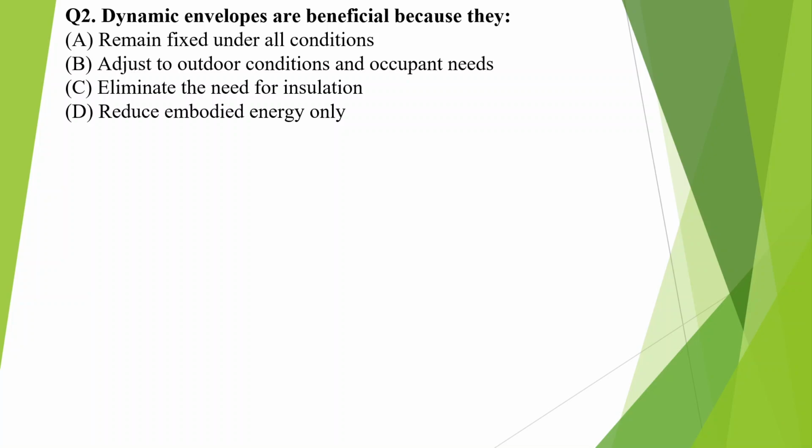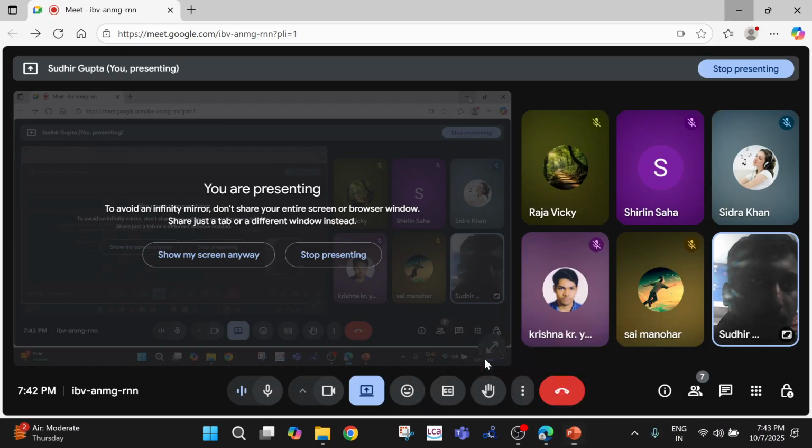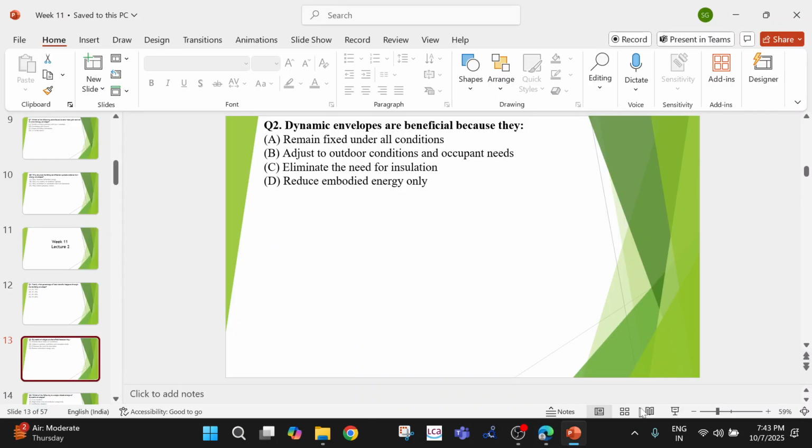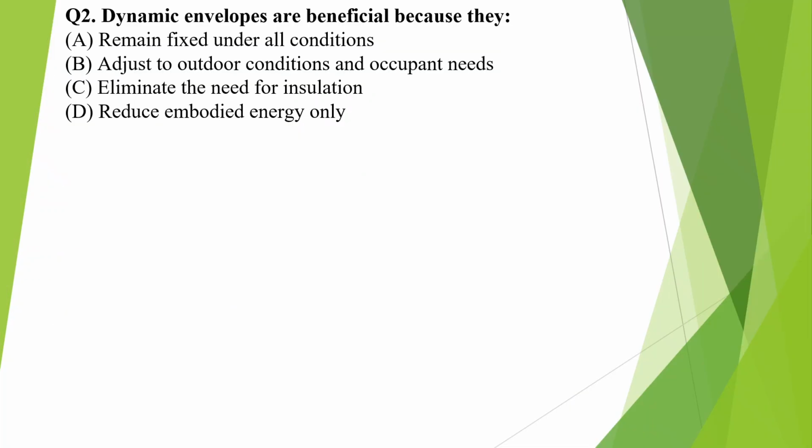As I can see, for question number 2, out of the several participants that have joined today's problem solving session, most of you have answered option B. Raja is the first to answer this question. He has grasped it very well, and all of you are correct. Option B is the correct answer for question number 2: adjust to the outdoor conditions and occupant needs.